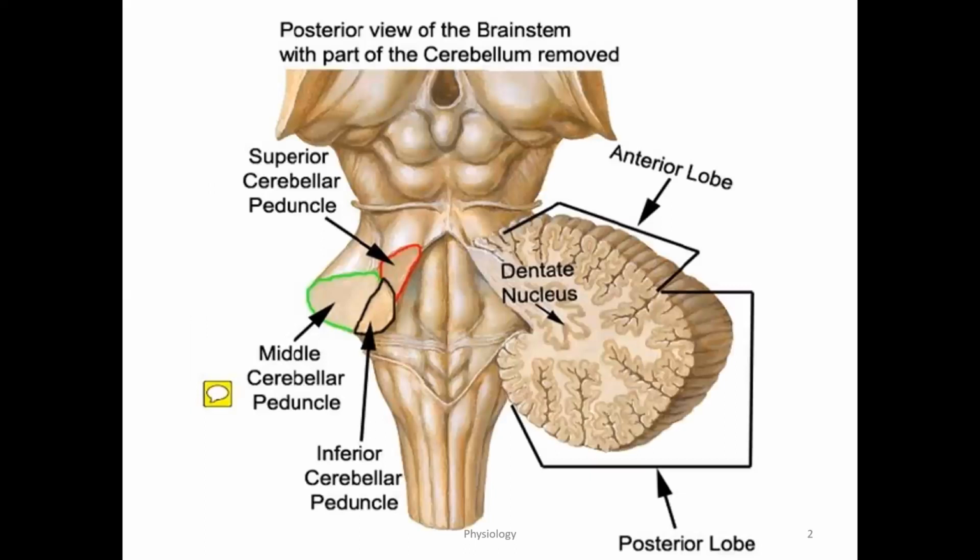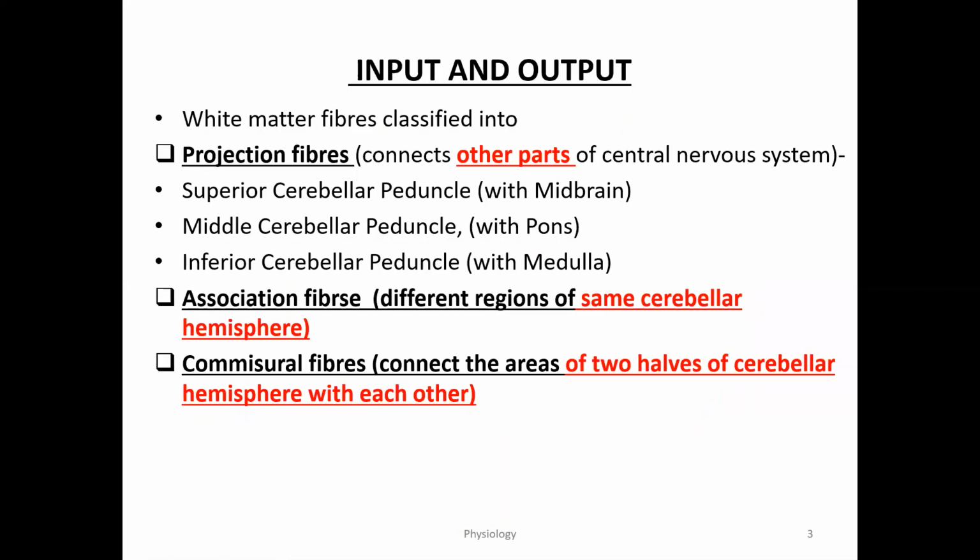So let's start with the neuronal circuit and the neuronal activity present in the cerebellum. Just a revision of how the cerebellum is attached to the brainstem: via the superior cerebellar peduncle to the midbrain, the middle cerebellar peduncle to the pons, and the inferior cerebellar peduncle to the medulla. This is how the cerebellum is attached. Each cerebellar hemisphere is attached to the brainstem nuclei.